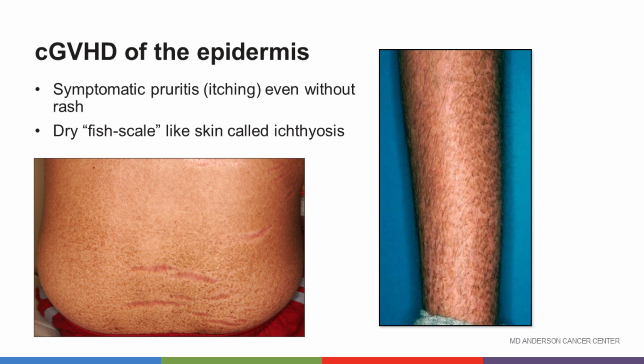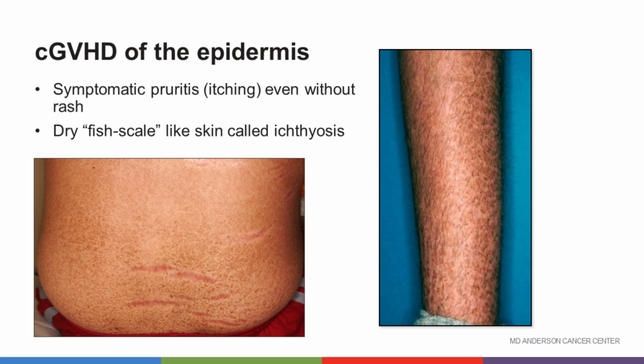Ichthyosis can be seen outside the setting of stem cell transplant, and some people are even born with ichthyosis. But when we see a patient that did not have this, then had an allogeneic stem cell transplant, and then develops this ichthyosis-like picture, we're a little concerned that that might represent early graft-versus-host disease.